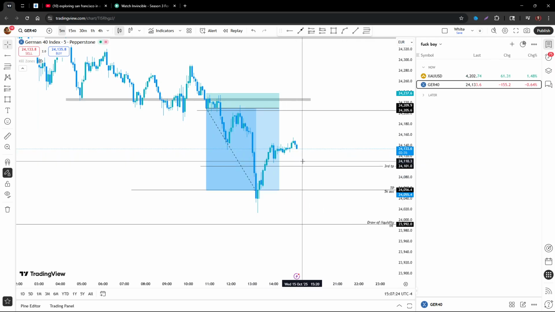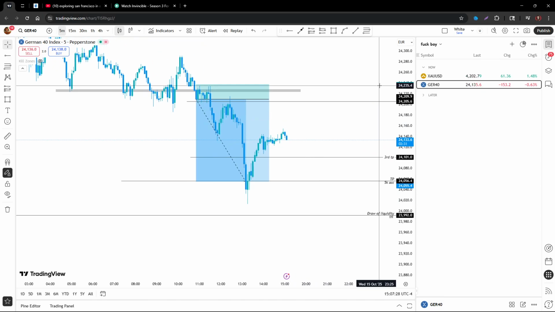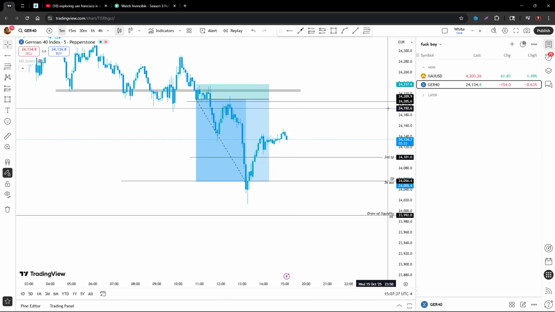The only reason I took this trade out is because I'm just trying to secure profits. I only need one more trade for a withdrawal. I needed two, but after this trade, I need one more. So I mean, we should be good.